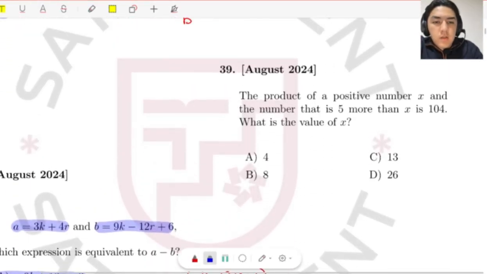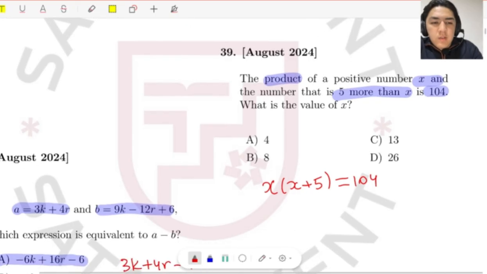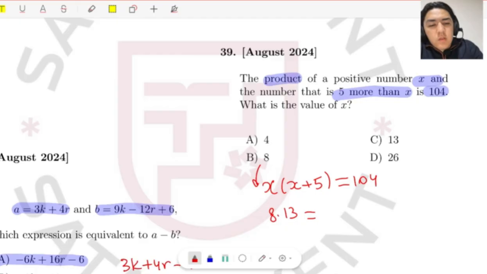Question number 39. The product of a positive number x and the number that is 5 more than x is this. Okay, then it says x times x plus 5 is 104. What is the value of x? If you plug in 8 multiplied by 13, it is going to be 104. So the answer is 8.